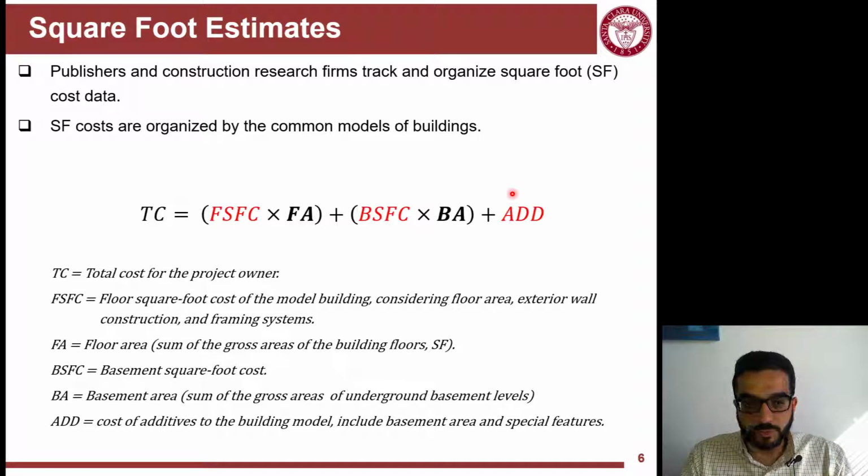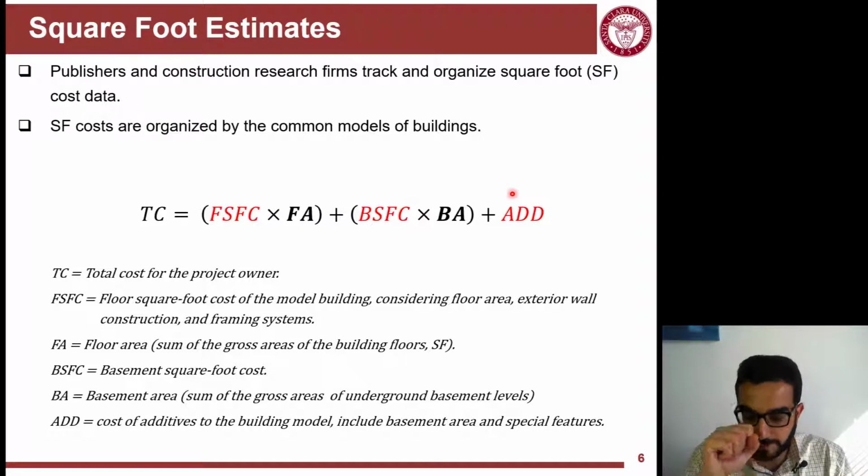The other approach to rough order of magnitude is the square foot estimate. Publishers and research firms commercialize available data by analyzing it, categorizing it, and publishing it in an organized way. The organization is done by looking at standard models of buildings and developing a square foot cost model for that specific model of building, tweaking some variables here and there to change the square foot cost rate depending on specific conditions.